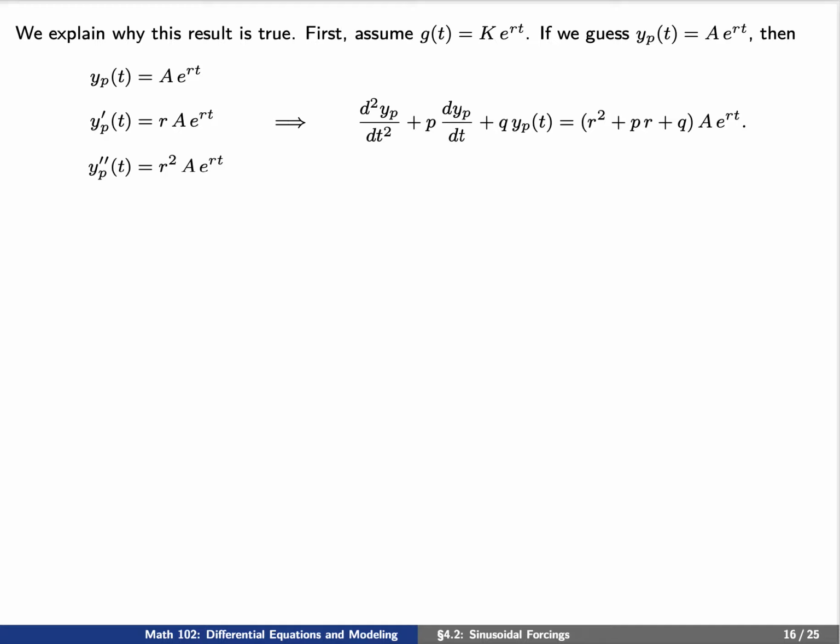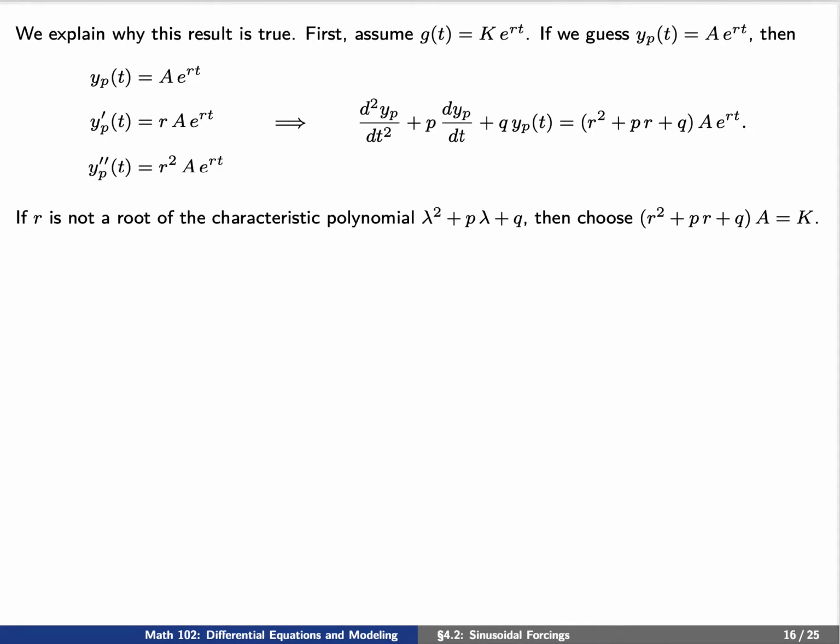This means that d squared y dt squared plus p times dy dt plus q times y will be equal to r squared plus pr plus q times capital A times e to the rt. If we assume that r is not a root of the characteristic polynomial lambda squared plus p lambda plus q, then we can choose capital A so that the right-hand side that you see in the expression above is g of t. That is, r squared plus pr plus q times capital A equals capital K.